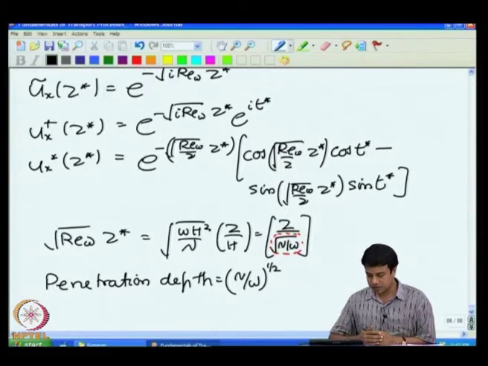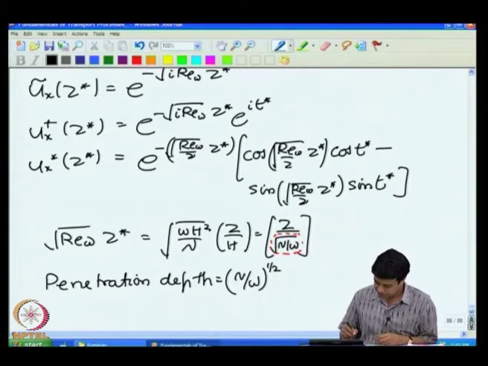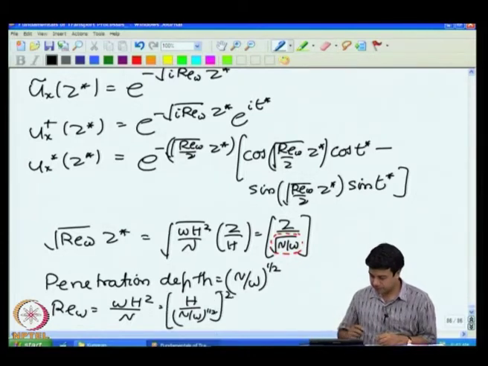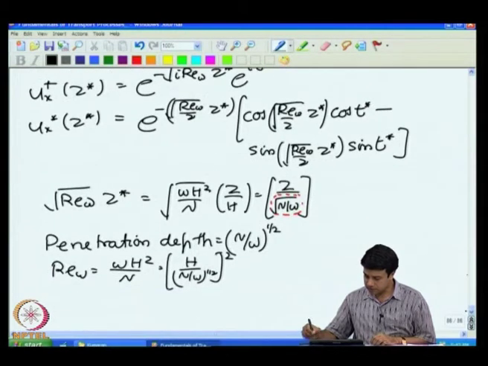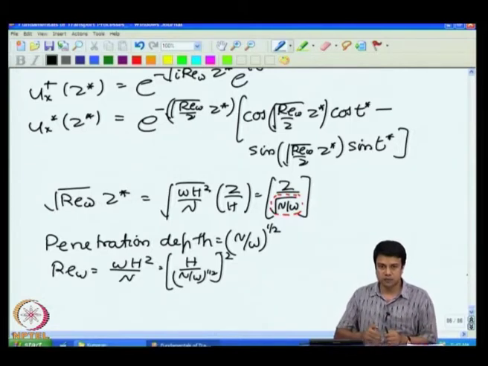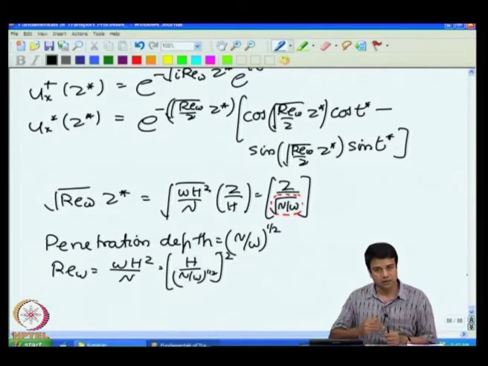And the Reynolds number is large, that means that nu by omega is small compared to h. So, the Reynolds number is equal to omega h square by nu, this is equal to h by nu by omega per half the whole square. So, this number is large. What that means is that h is large compared to the distance over which momentum diffusion can take place over a time period 2 pi by omega, where omega is the frequency.